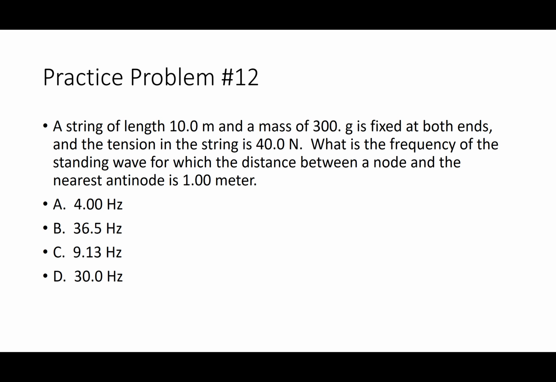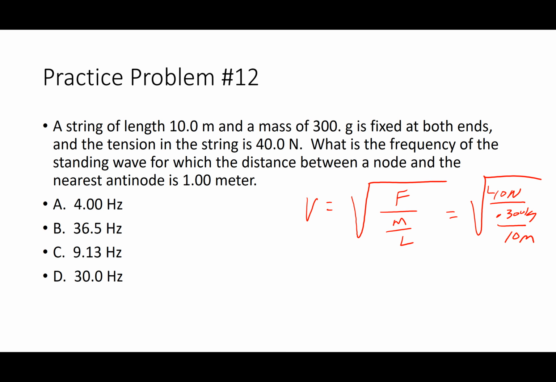Right. First thing that we've got to do here is find the speed of the wave. And to do that, we're going to use this equation. The speed is going to be equal to the square root of the tension force divided by the mass of the string divided by the length of the string. So in this case, we have the tension, 440 newtons. We have the mass. Let's put that mass in kilograms, so 0.3 kilograms. And we also have the length of the string, 10 meters. We have to take the square root of that whole quantity. And when we do, we end up with a speed of 36.5 meters per second.